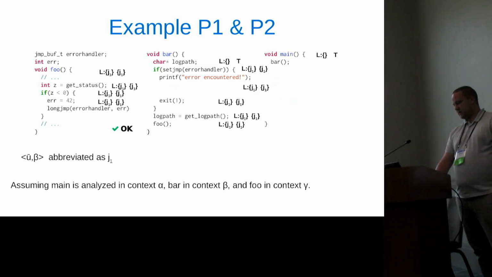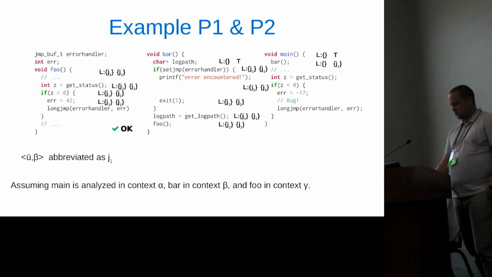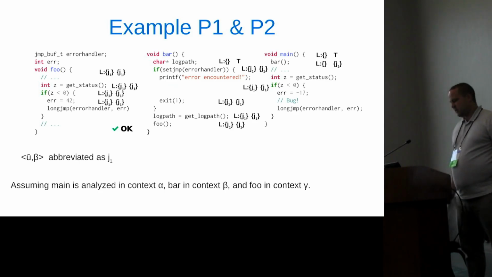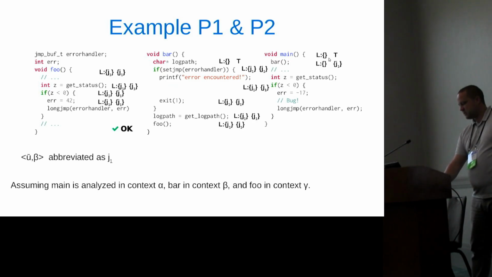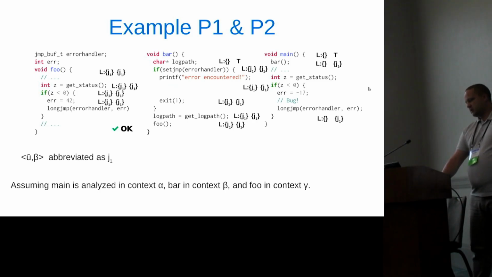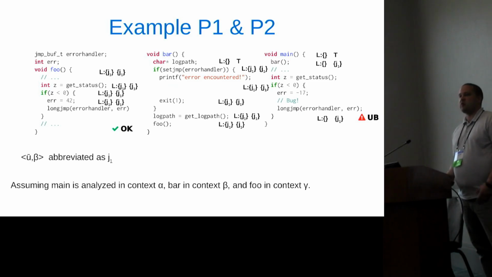However, if we continue, as I said here in foo, nothing changes. If we modify the program again to include our erroneous bit here, then we see that upon the return from bar, we have kept the set of legal jump targets of main. So this is the empty set here. And then later, when I actually do this longjmp here, I will see that I'm trying to jump to this J1, which actually is not a legal thing to jump to anymore. So I can report undefined behavior here.